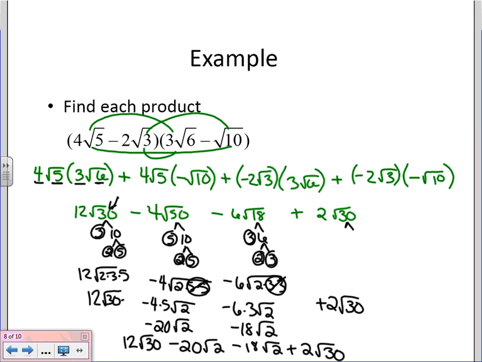Okay, and then we're going to combine our like terms together. Square root of 30 and square root of 30, we're going to add those coefficients to get 14 square root 30. And we have a negative 20 square root of 2 and a negative 18 square root of 2, and that's negative 38 square root 2. And this, my friends, is your final answer.